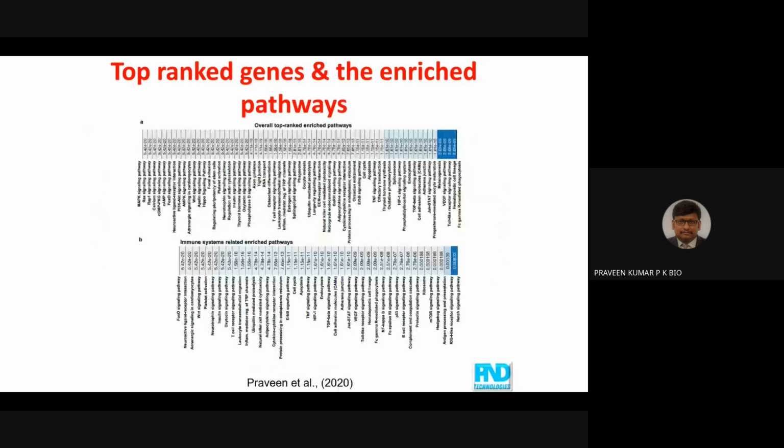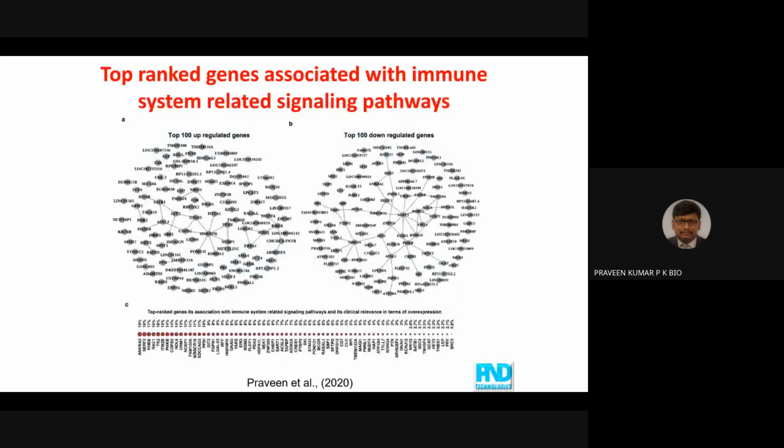On the top ranked genes, we show the overall top ranked enrichment pathways and the immune system related enriched pathways. This is something we took from the databases, and of course we used software like Cytoscape and MATLAB to get this kind of output. Especially we get a Venn diagram to integrate the genes. So this is about the top ranked genes associated with immune system related signaling pathways.